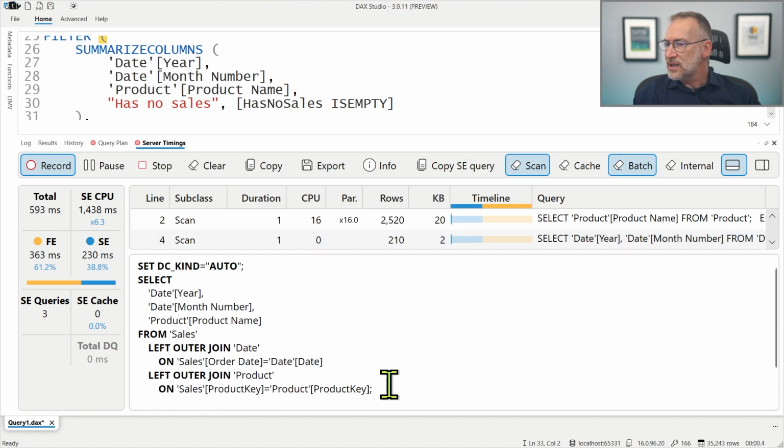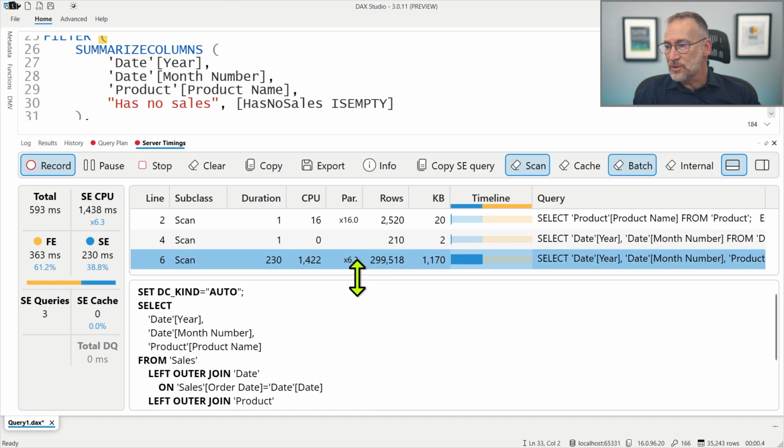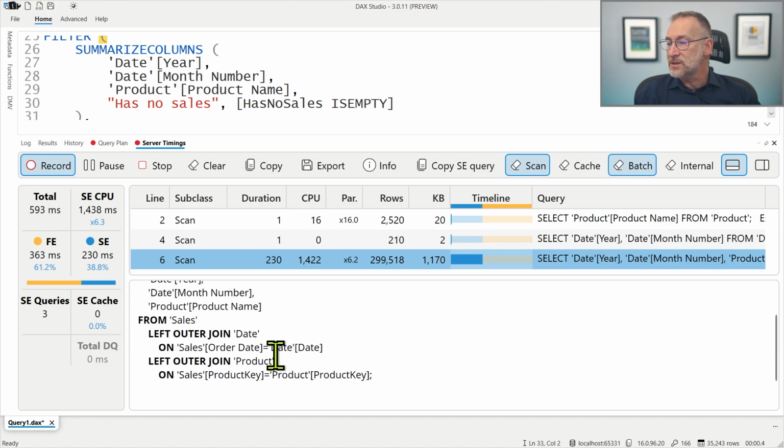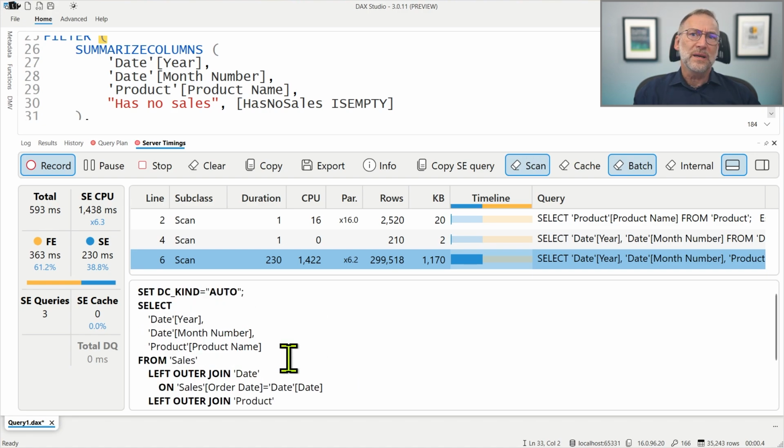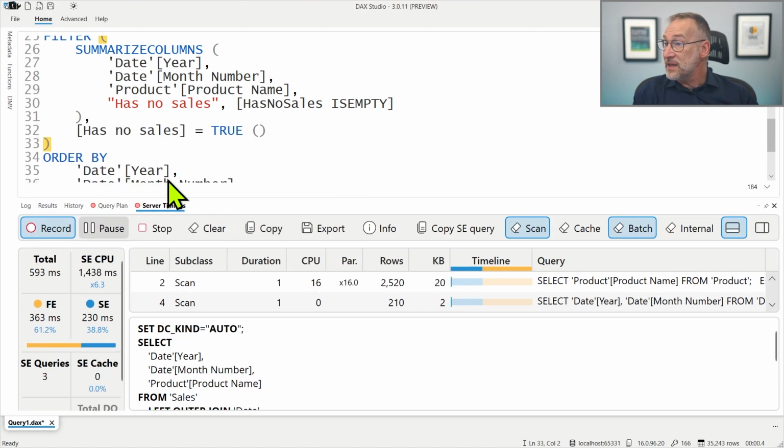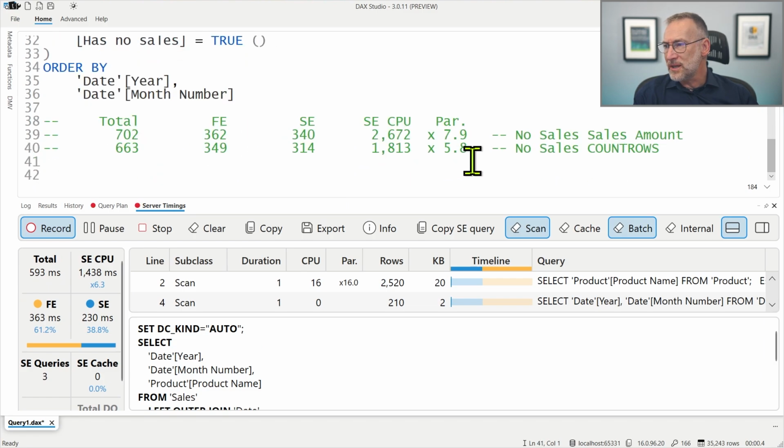Whereas at the storage engine level, the last storage engine query gathers by year, month number, product name, and it doesn't even compute the count. It just retrieves the combination of year, month number, and product name from sales. Therefore, we expect the query plan to be simpler. It is not really much faster than the previous one, even if it is faster, but not that much.